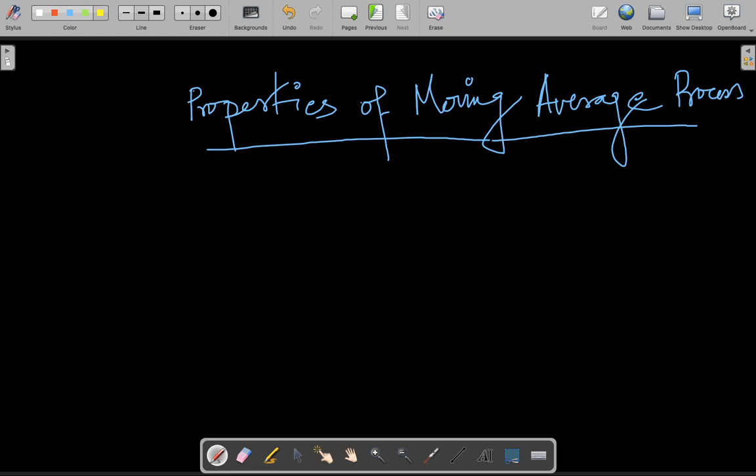In the previous lecture, we explained the mathematical form of the MA(1) process, and that was we simply write yt is equal to et plus theta et minus 1, where theta is the weight of the observation from the previous period.